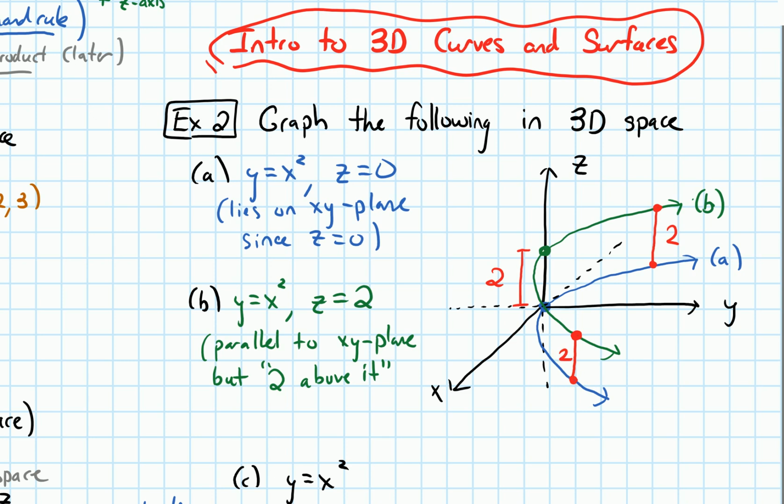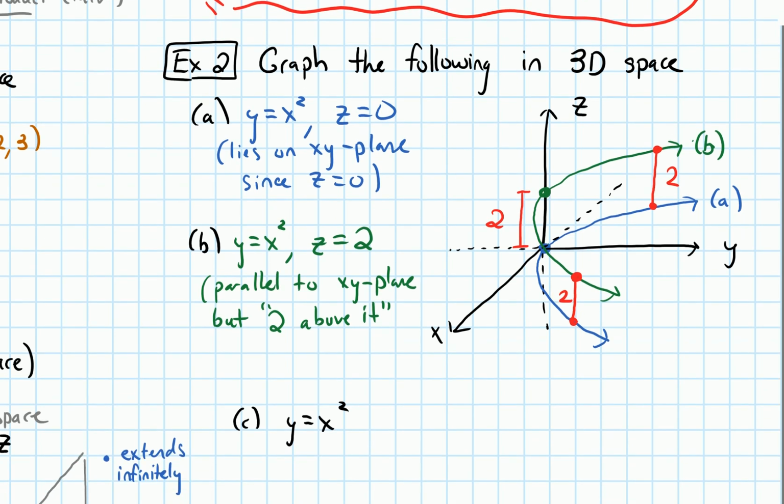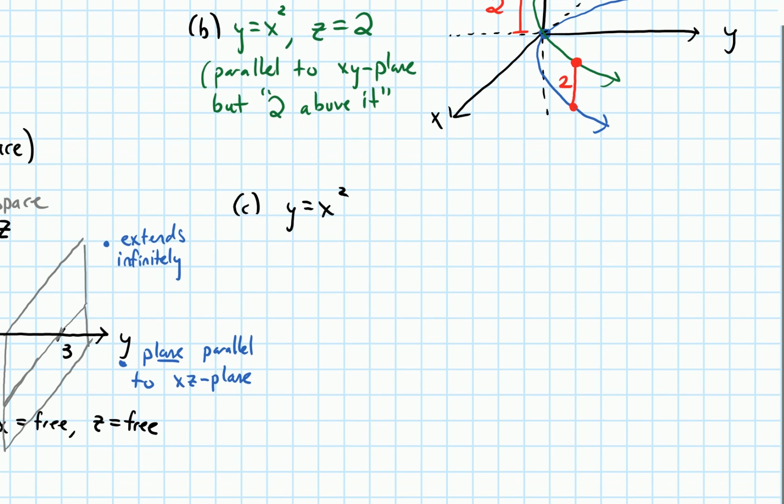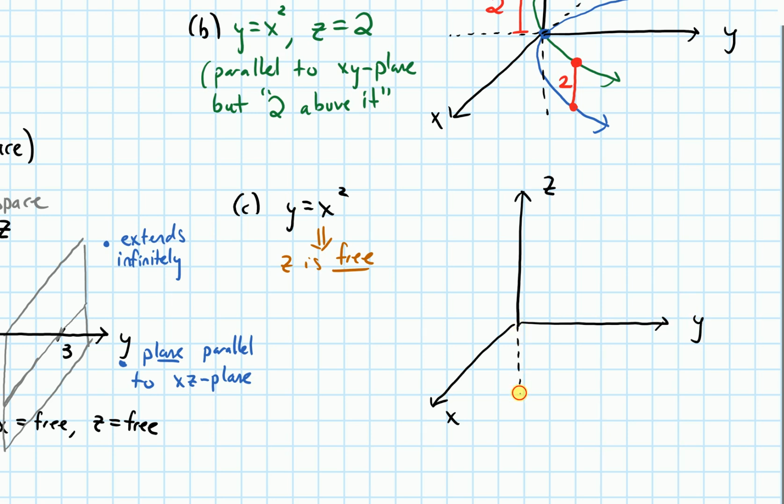Now what if I just had y equals x squared, but no restriction on what z needs to be? What would that look like? If there's no restriction on z, that means that z is free. So let me draw my axes. I'll have my z-axis, my x-axis coming out of the board, and then y-axis going to the right. I'll also draw the negative direction, so negative z, negative x, and negative y.